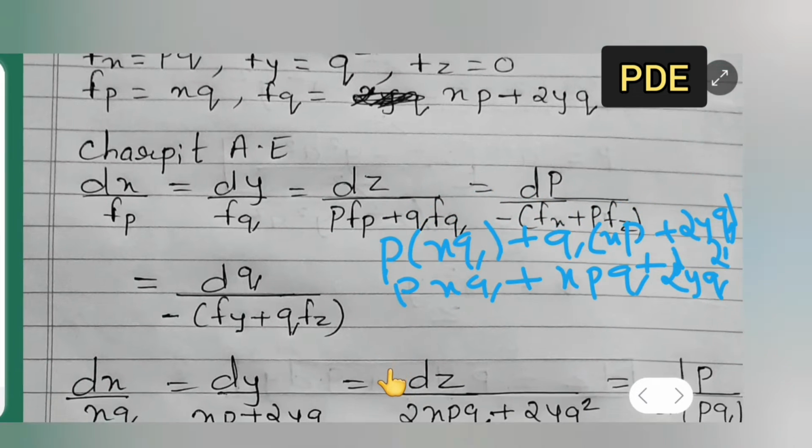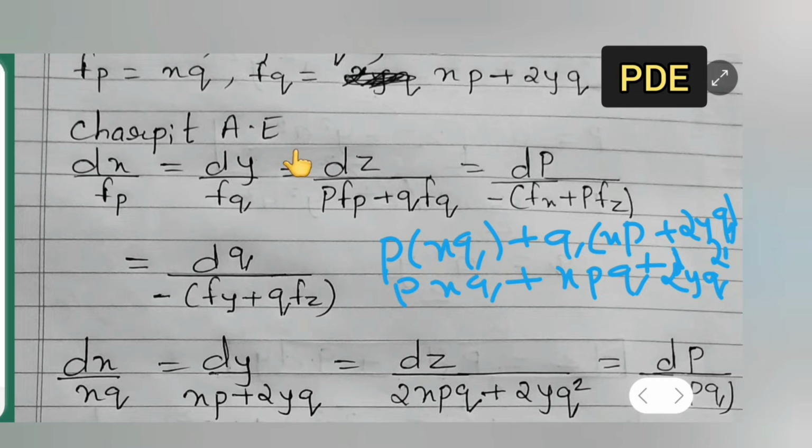Let me explain you all first. Now this is the given auxiliary equation, that is Charpit's auxiliary equation. I have taught you all in the previous lecture. dx/fp = dy/fq = dz/(p fp + q fq) = dp/−(fx + p fz) = dq/−(fy + q fz). I was not getting a place over here, so I have written dq over here. So this is Charpit's auxiliary equation.